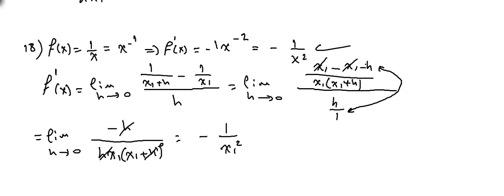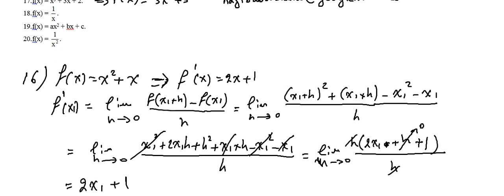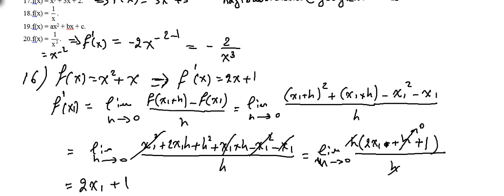Let's see, we still have time. We still have just 19 and 20. 19 is ax squared, the general parabolic function, and 20 is f of x equal 1 over x squared. It's easy, you can try it yourself, and I will do the derivative here. Same thing, this one is equal to x to the power minus 2. What is its derivative? It's minus 2 multiplied with x to the power minus 2 minus 1. So it's minus 2 divided by x to the power 3. This is the derivative. Try it yourself.